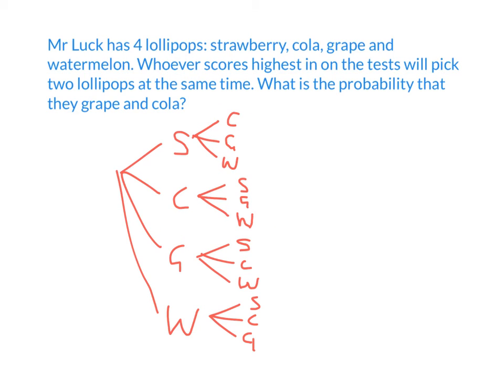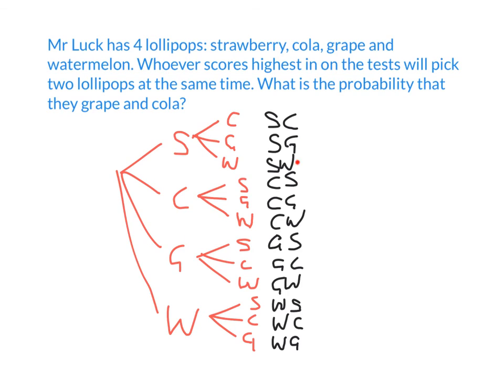So you're probably thinking, well, how does this mess actually help us? Well, we can list all of the possible outcomes by following the branches. So the first possible outcome is strawberry, then cola, so SC, and then I have SG, and so on. So all of these in black are the possible outcomes. That's why I did this, to get a list of the possible outcomes. So now I can see clearly there are 12 outcomes. Each of them is equally likely.